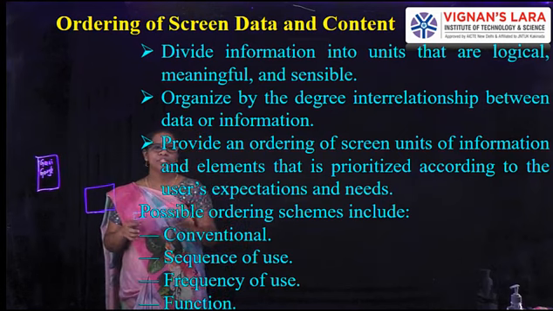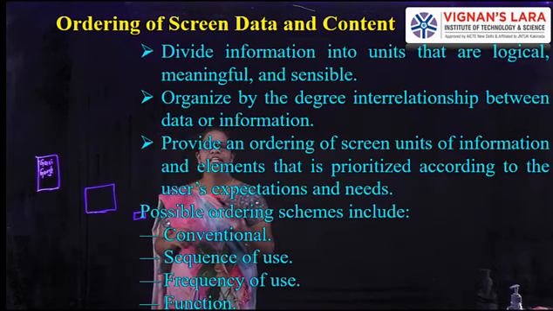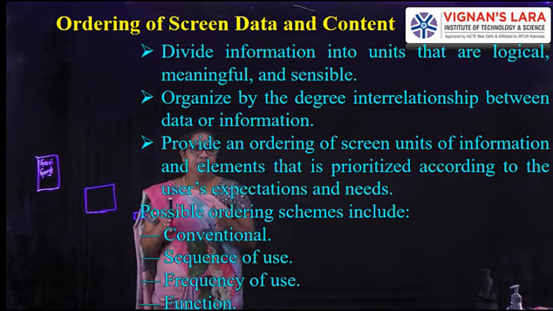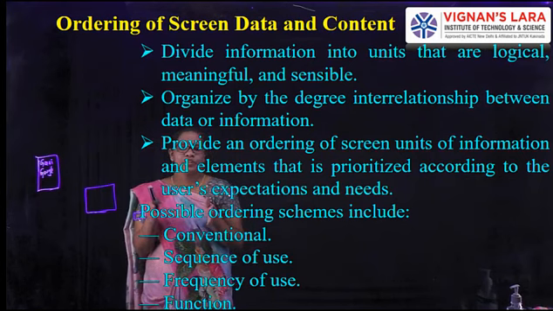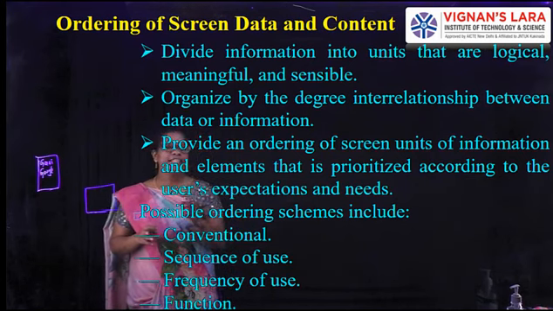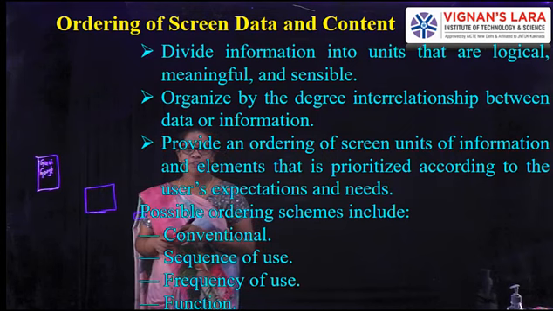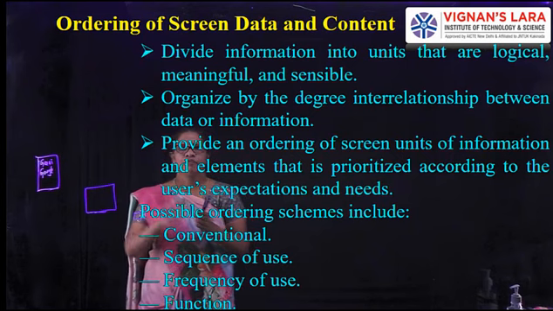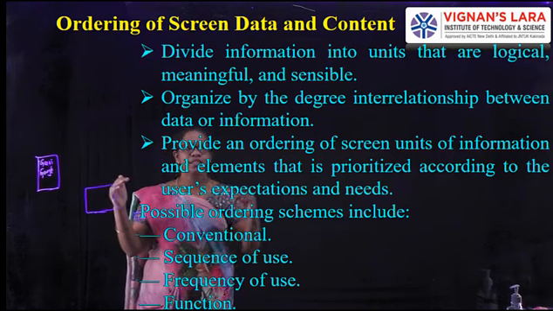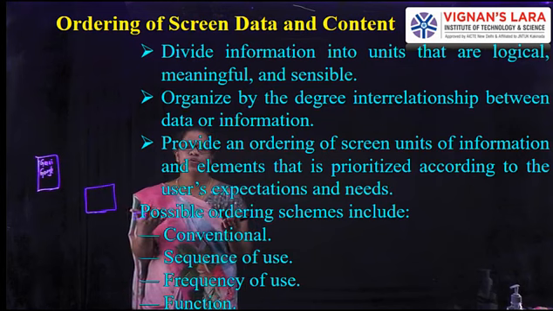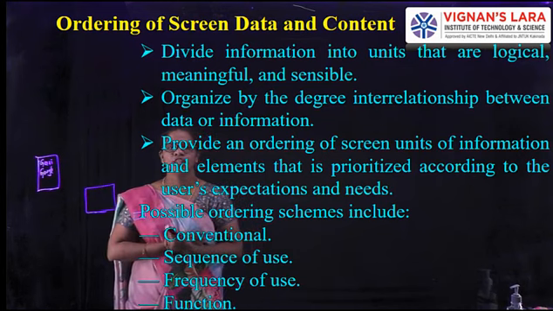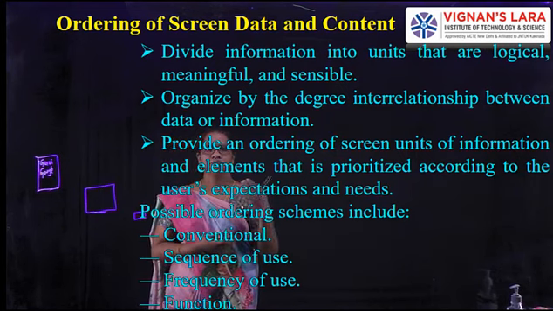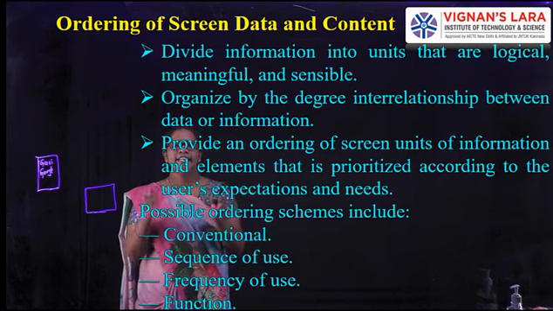Okay. Divide the information into units that are logical, meaningful and sensible. Whatever units you are making should be in a logical way, a meaningful way, and a sensible one. Organized by the degree of interrelationship between the data or information. Whatever units you are dividing, there should be some relation between them. If the first point says one thing and the second point says something else, meaning there is no relation between those two points, then how can the user understand what is what? So whatever data you place unit-wise should have some interrelation between them.